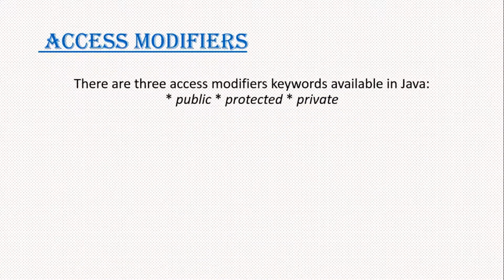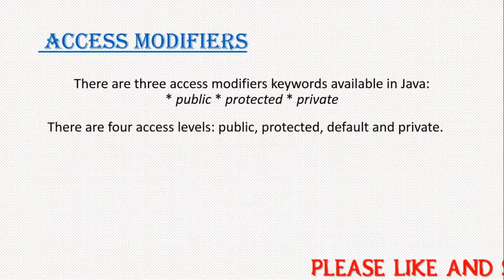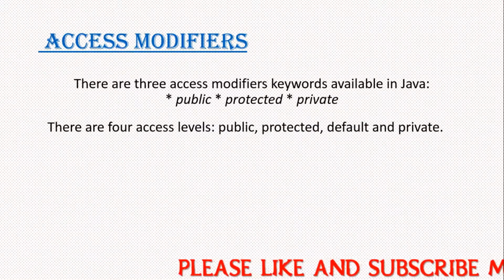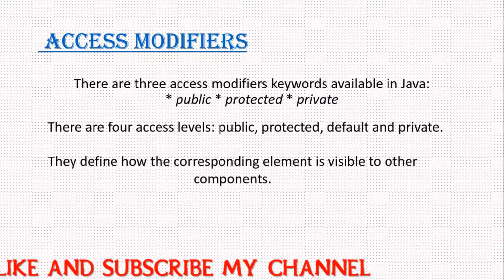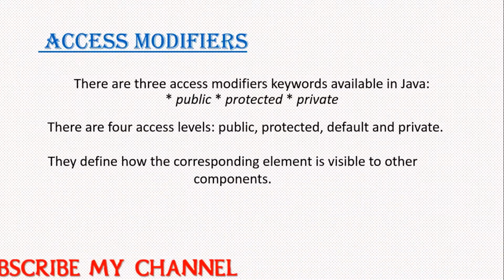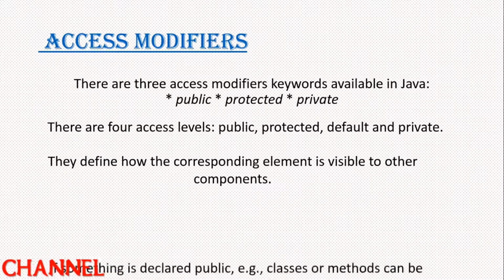Today I am going to teach you modifiers. Access modifiers. There are three access modifier keywords available in Java: public, protected, private. There are four access levels: public, protected, default and private. They define how the corresponding element is visible to other components.